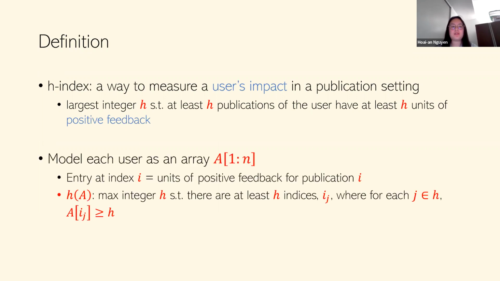Under the problem definition, we model each user as an array A of length n. Some entry at an index i is the units of positive feedback for that corresponding publication. And h of A, which is how we're going to designate the h-index of an array A, is the max integer h such that there are at least h indices where the entry at each one of those indices is greater than or equal to h.